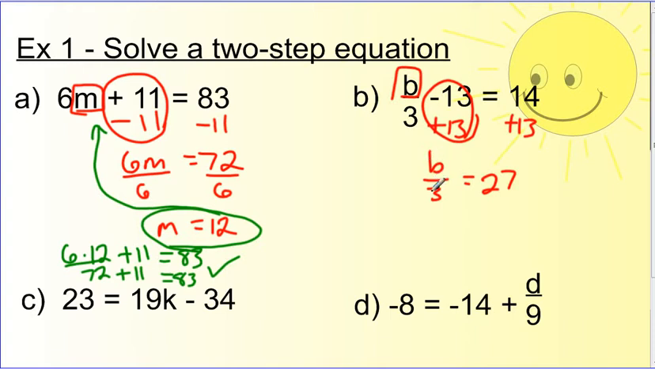Now, b divided by 3, the way you get rid of a divide by 3 is you times by 3, times by 3. People who are working too quickly try to divide by 3, because they'd say, oh, 27 can divide by 3, and they get 9 for an answer, but that's wrong. Always do the opposite. So these cancel, times by 3 and divide by 3 cancel, we get b equals 27 times by 3, which is 81. We plug in 81 divided by 3 is 27. 27 minus 13 is 14. It's good.